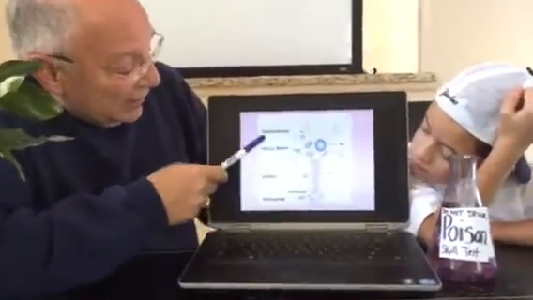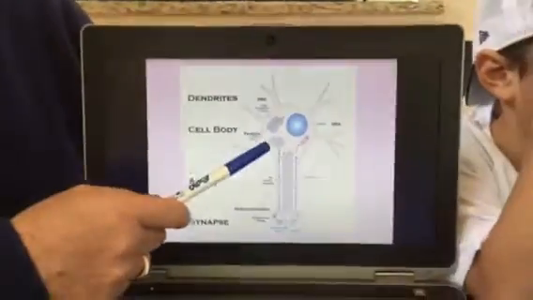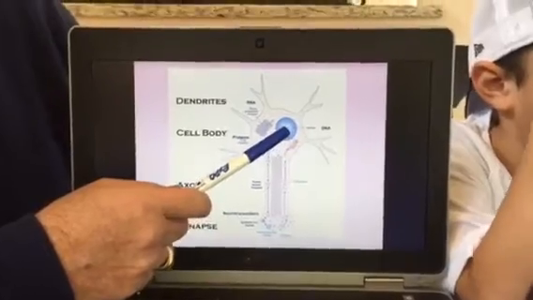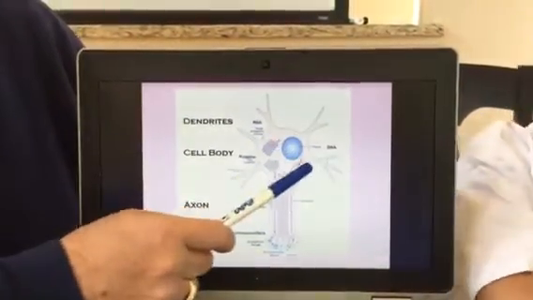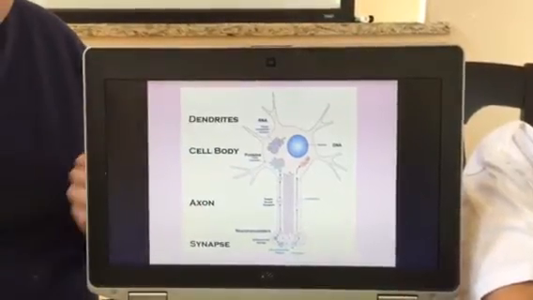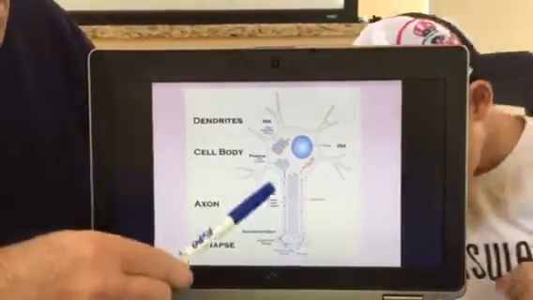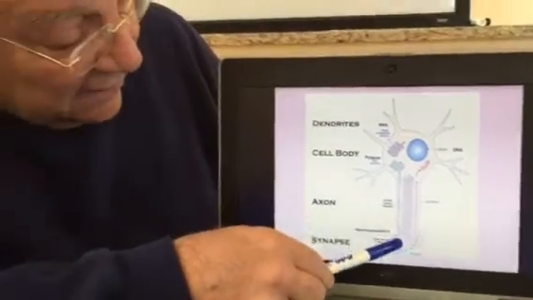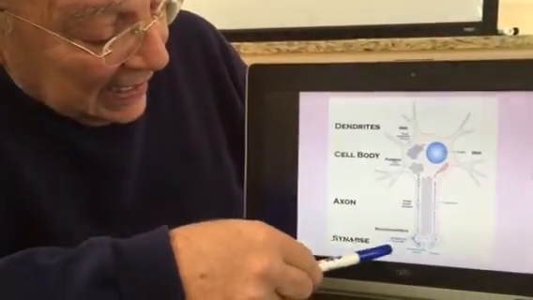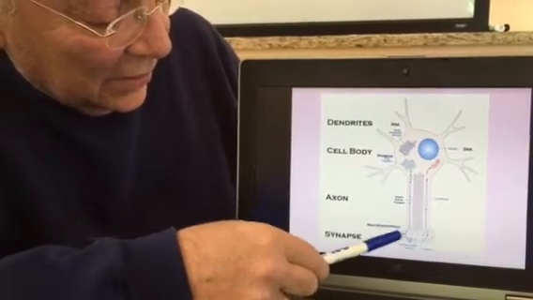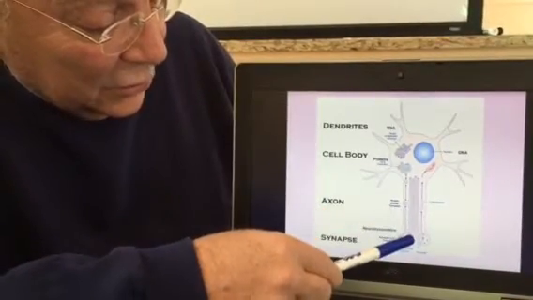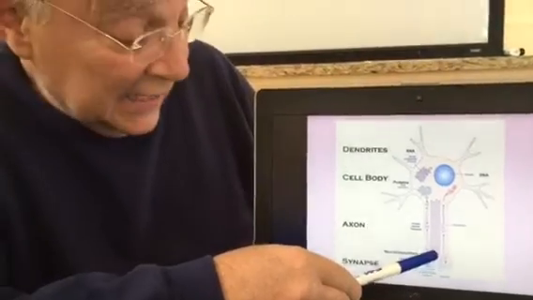But the neuron has a cell body where the DNA is in the nucleus. It has dendrites that stick out from the cell body, which receive connections from other cells. And then it has a very long axon, and that axon ends in a part of the neuron that we call a synapse.